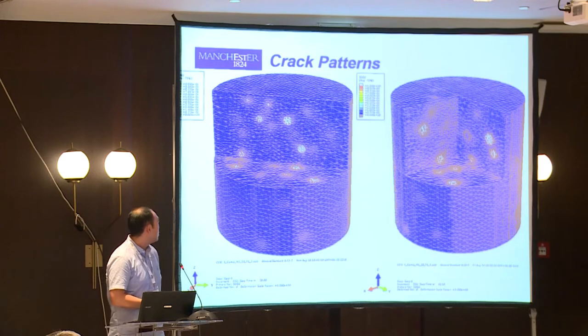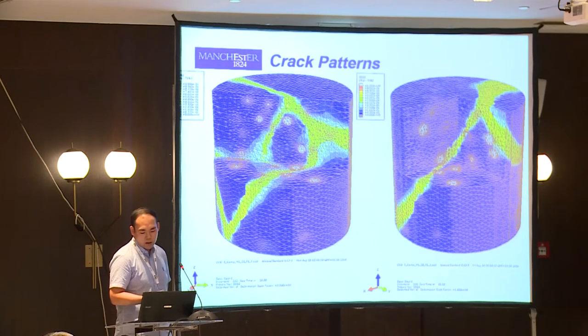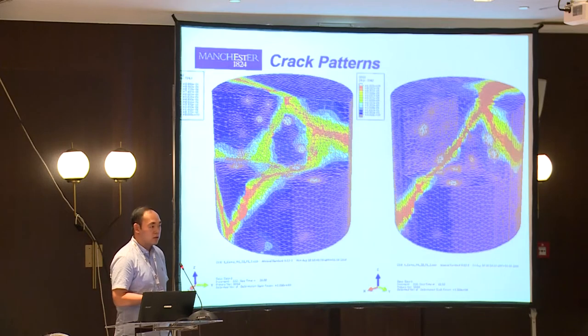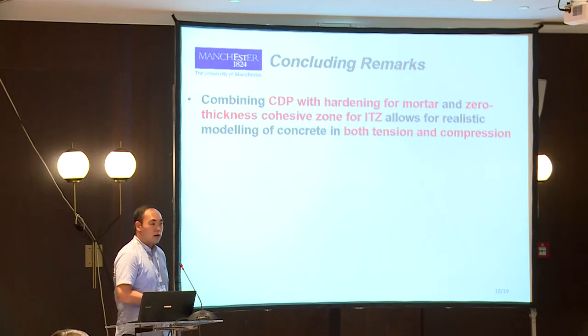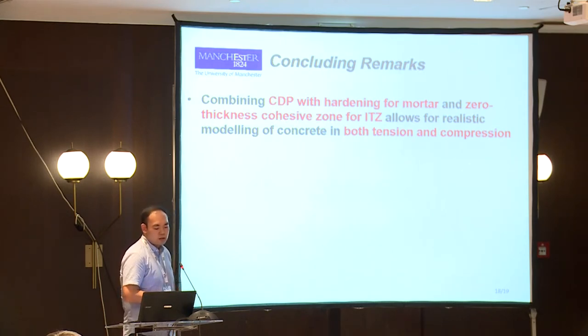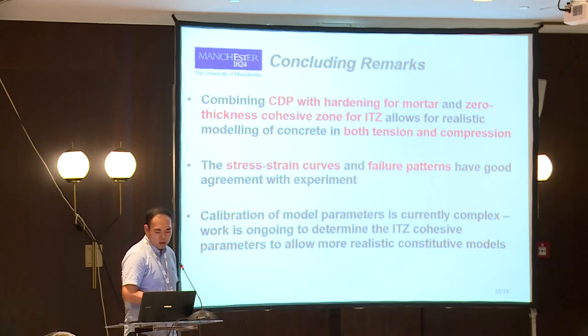And here are the videos of damage evolution. In the red model with cohesive elements, cracks initiate in the ITZ and propagate to the mortar, forming macro cracks. So the model combining CDP with hardening and thickness cohesive elements can achieve more realistic modeling of concrete in both tension and compression. The stress-strain curves and failure patterns agree well with the experiment. Calibration of parameters is very complex and work is still going on for the cohesive parameters.